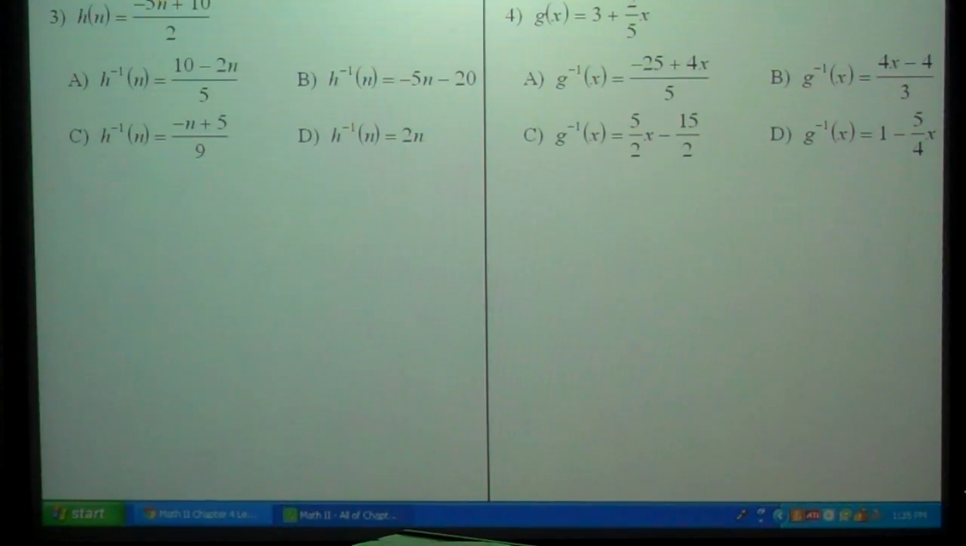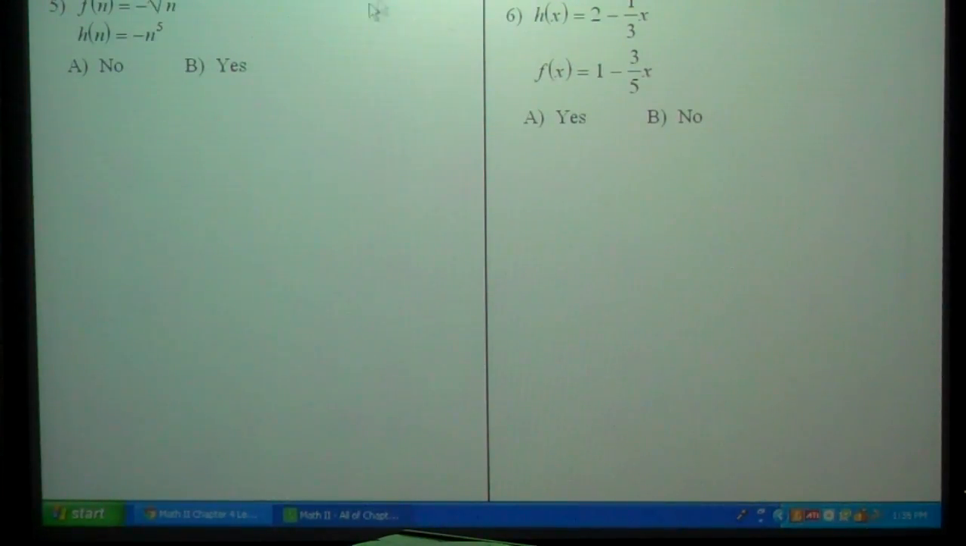Push pause because here comes the answers. Number 3, the answer is A. Number 4, the answer is C. Okay, let's go to 5 and 6.